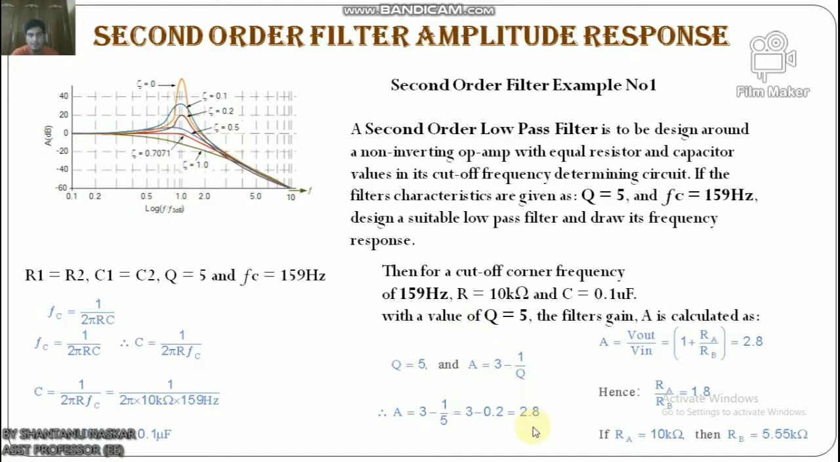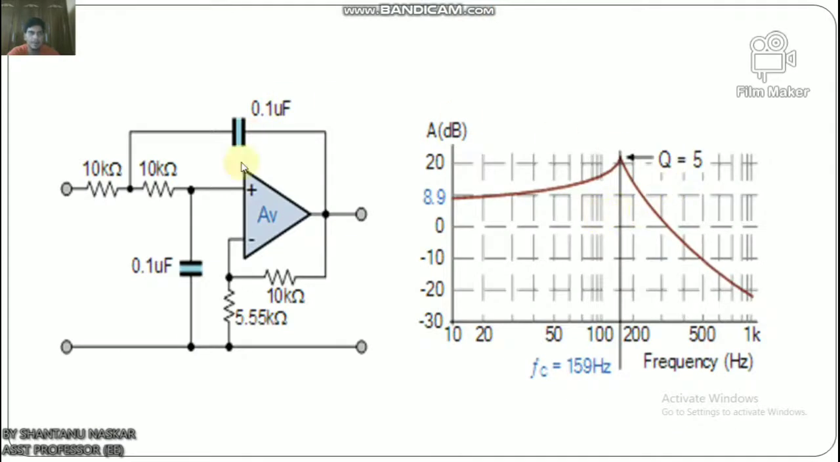So we know from above the gain of the non-inverting op amp is given as A equals Vout by Vin equals 1 plus RA by RB, which equals 2.8. Hence RA by RB equals 1.8, and if RA equals 10 kilo ohm, then RB equals 5.55 kilo ohm. So look at this circuit, the final circuit. This is the final circuit of this example.